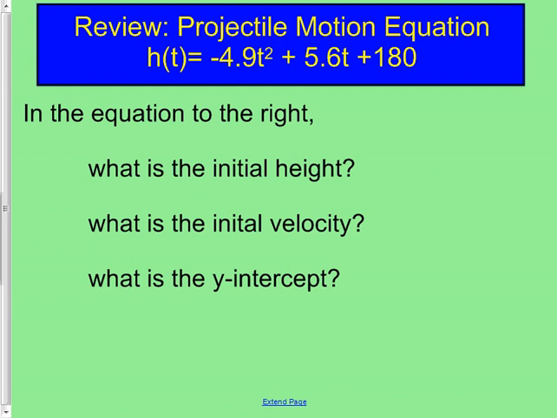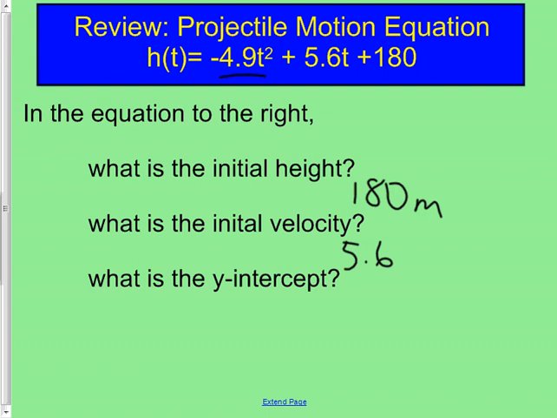Okay, what's the initial height? Starting height's 180. And do you happen to know, is it 180 feet or meters? Has to be meters because this formula is in meters right there. Okay, next one, the initial velocity, 5.6. And just so you know, that alone wouldn't be good enough.